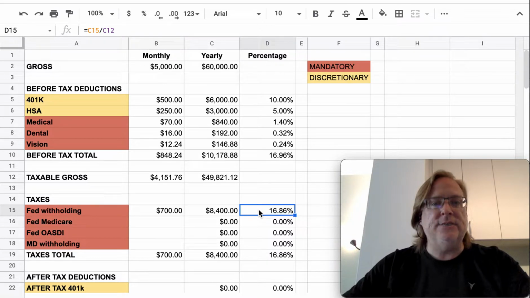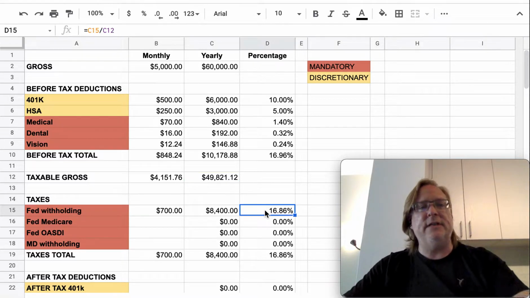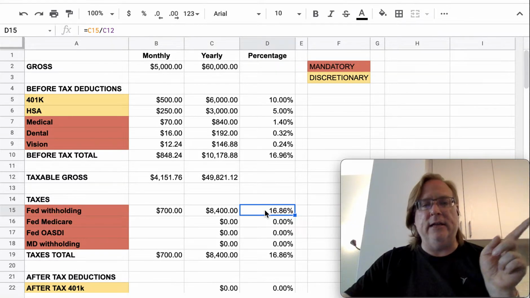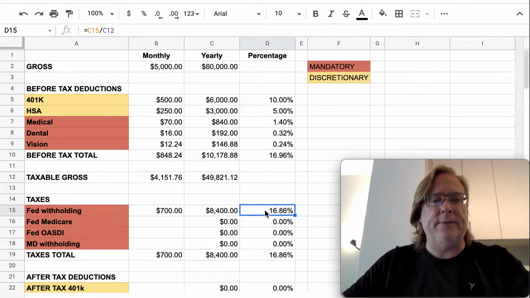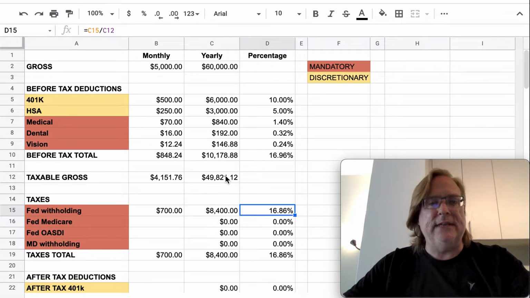Okay, so this is really C15. So the yearly amount of federal withholding divided by C12. That's the yearly taxable gross. That's the percentage that I want to know, because that's how the taxes are calculated. They're calculated against the taxable gross. I could know the percentage against the yearly gross, but that's not really useful. That's not what the percent actually is. It's percent of the taxable gross.